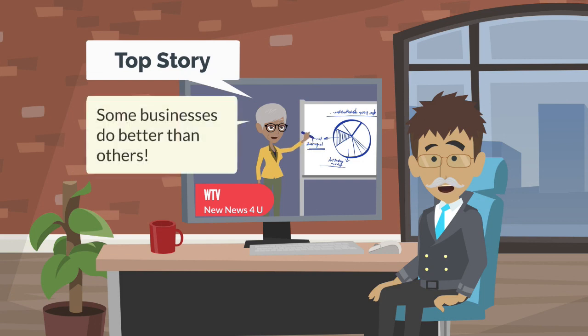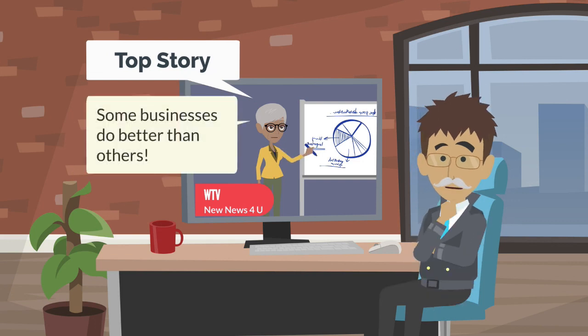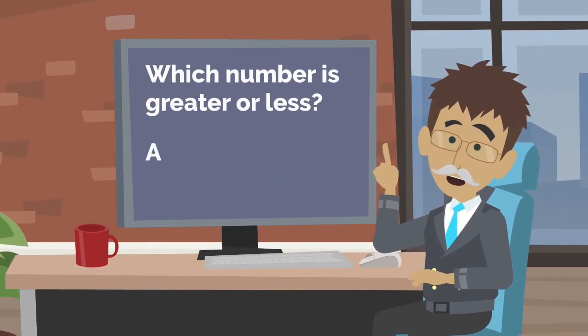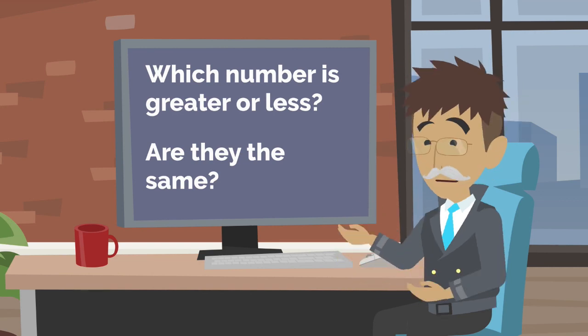Welcome to this animation on how to compare whole numbers up to 1,000. Comparing numbers means deciding which number is greater, less than, or equal to the other number. We use mathematical symbols to show how numbers compare.